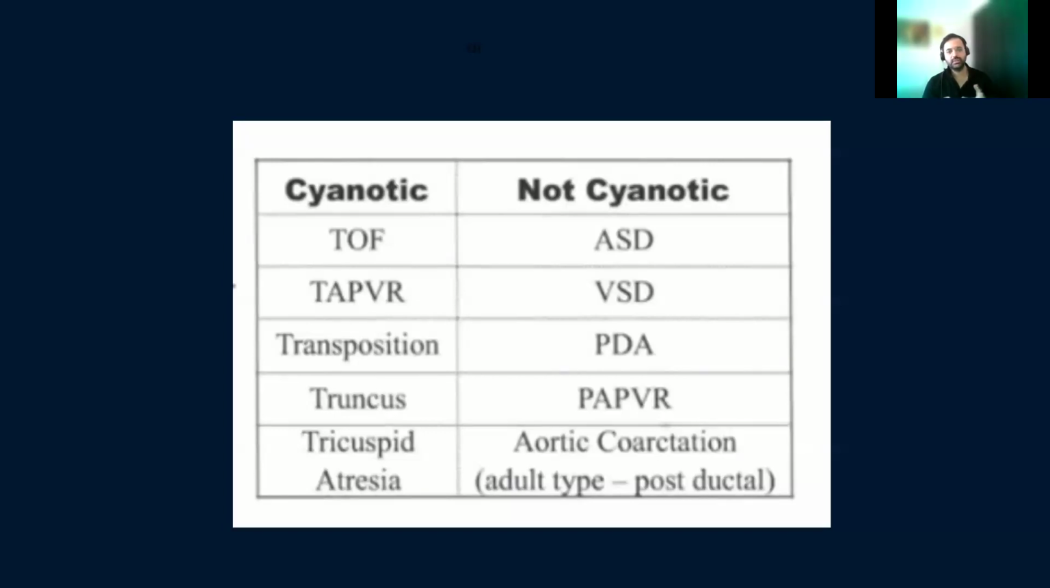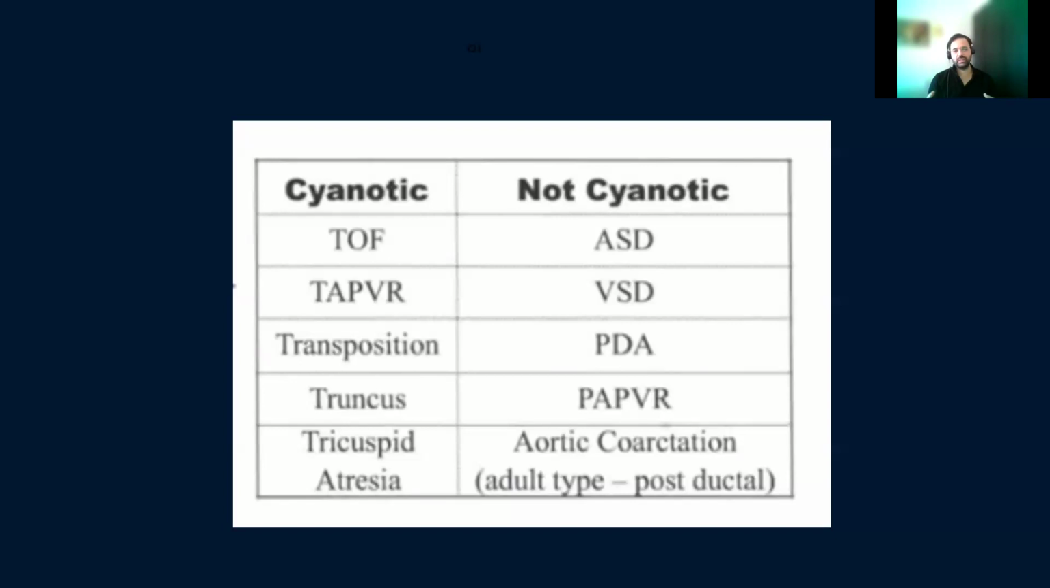So the typical snowman's heart or the figure of 8 heart is when you have a supracardiac type of TAPVR. Again, this question stem doesn't describe that, so this is not a TAPVR. I'll come to the transposition, but I'll just quickly finish with truncus and tricuspid atresia.